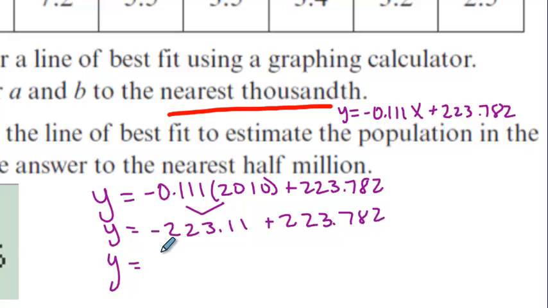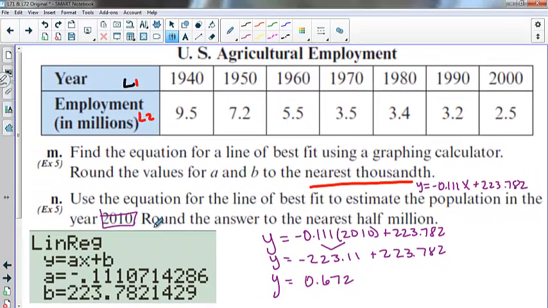0.672, I'll buy. Okay, think about the last slide. What was our estimate? It was between what? 0.5 million and 1 million. Was our estimate or our prediction close? Yeah, we did a good job.